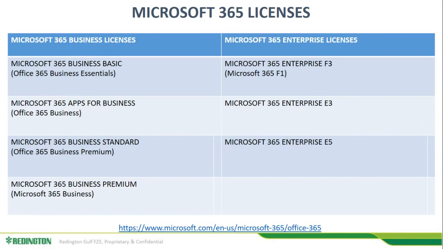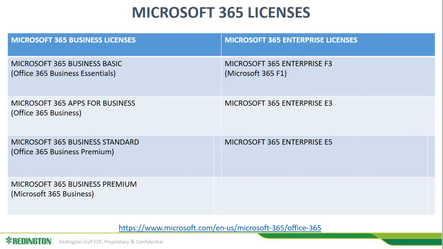So in the business structure of things, the name has changed to Microsoft 365 Business. And in this category of licenses, we have 4 licenses that were introduced. So we have Microsoft 365 Business Basic, which has replaced the old name, which was Office 365 Business Essentials. And then we have Microsoft 365 Apps for Business. This has replaced the old Office 365 Business license. We proceed to Microsoft 365 Business Standard, which has replaced the Office 365 Business Premium.